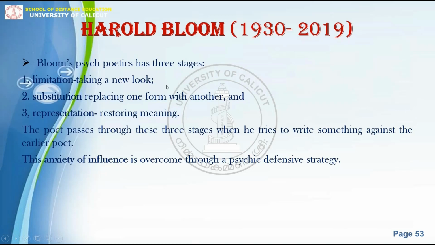Bloom's psycho-poetics has three stages. One is limitation, taking a new look; substitution, replacing one form with another; and representation, restoring meaning. The poet passes through these three stages when he tries to write something against the earlier poet. So this is what Bloom's psychic poetics talks about. There are three stages: limitation, taking a new look; substitution, replacing one form with another; representation, restoring meaning. Now this anxiety of influence is overcome through a psychic defensive strategy.